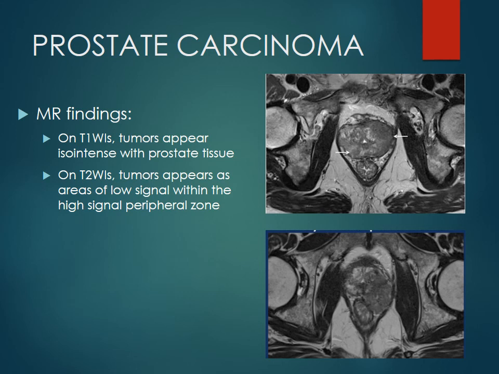MRI findings of prostatic carcinoma would be an iso-intense nodule within the prostatic tissue on T1 weighted images, and on T2 weighted images, these tumors may appear as areas of low signal or hypointensity within the normally high signal peripheral zone. As shown on the images on the right side and pointed by the red arrows, an area of hypointensity is seen at the peripheral zone.